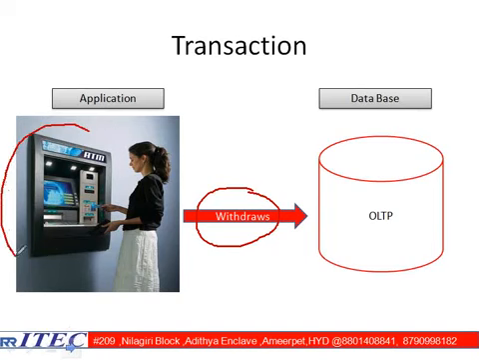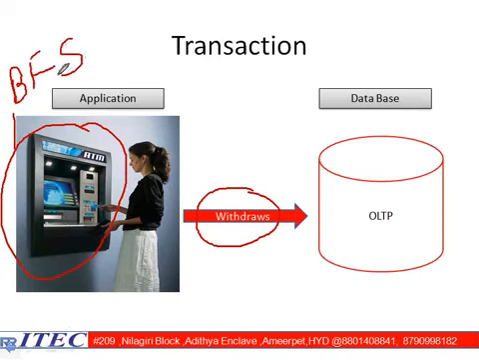I can call this ATM a business. Yes or no, sir? This ATM is a business, and she is interacting with the business. The business type is banking and finance, a service type of business. She is interacting with the banking, finance, service business. Whenever she interacted and withdrew some amount, whatever data we got is called what, sir? Transaction data. And whatever she is doing is called one transaction.